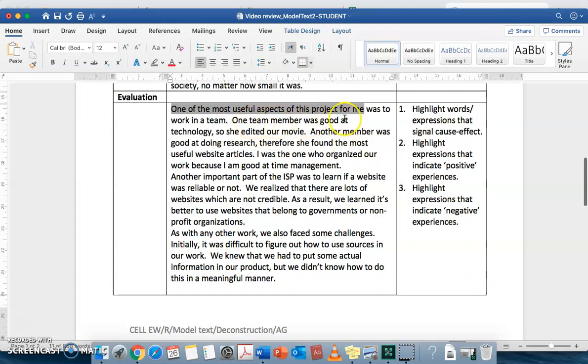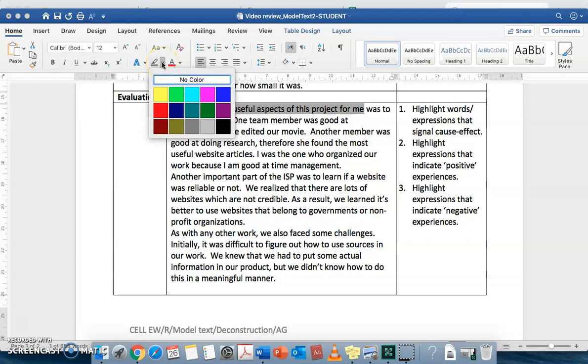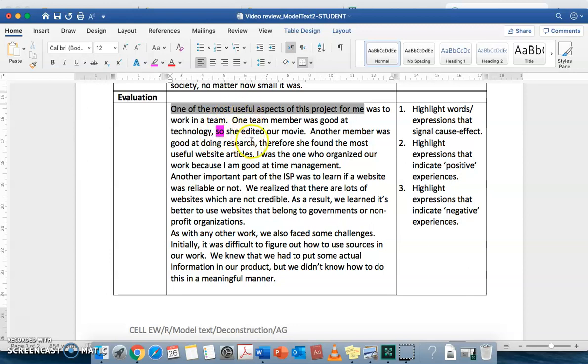One team member was good at technology, so she edited our movie. Here we have the word so again, which is our conjunction, and it's used to show the result of something. So because she was good at technology, she was able to edit the movie. We gave her the role, so. Another member was good at doing research, therefore she found the most useful website articles. Here our joining word is therefore, and it gives our cause and effect.